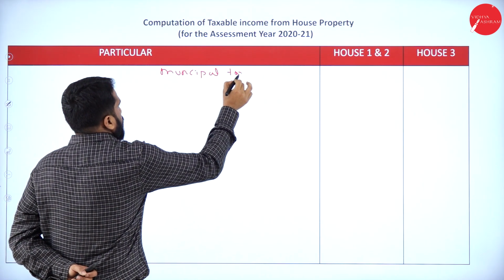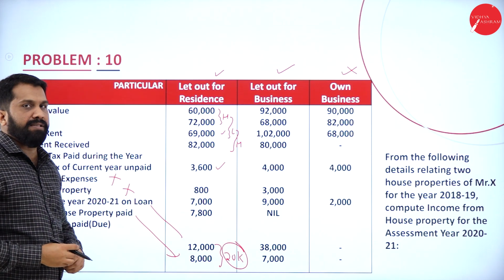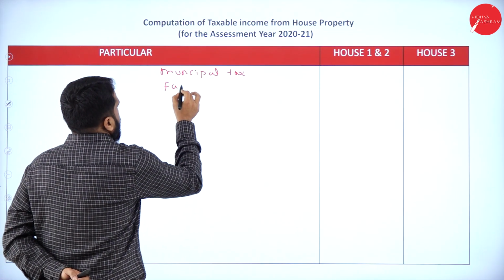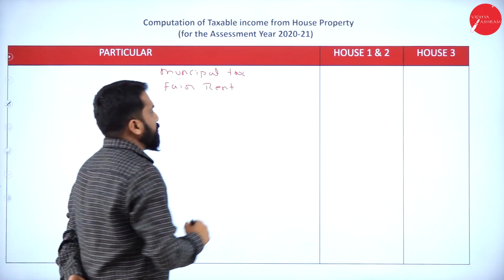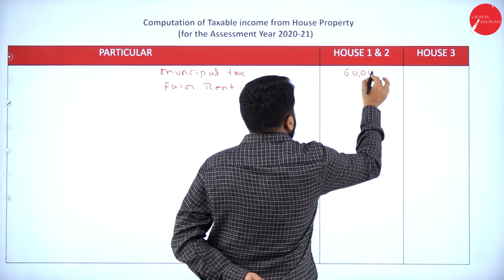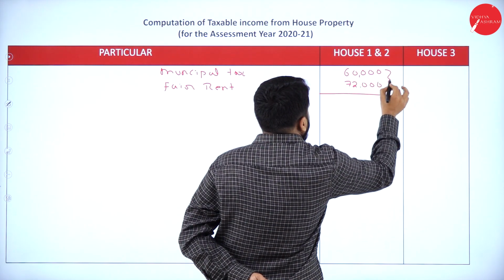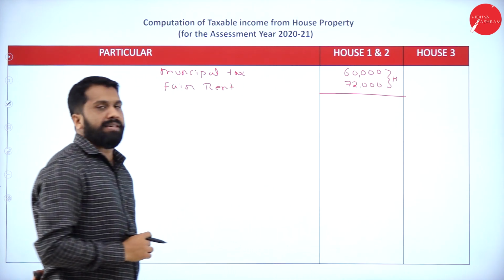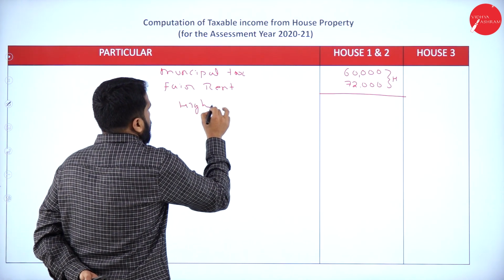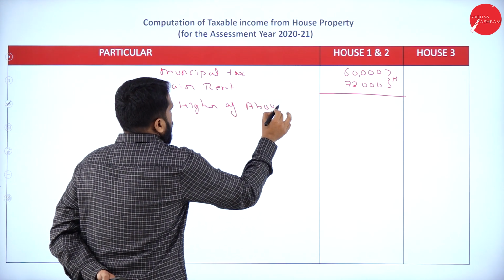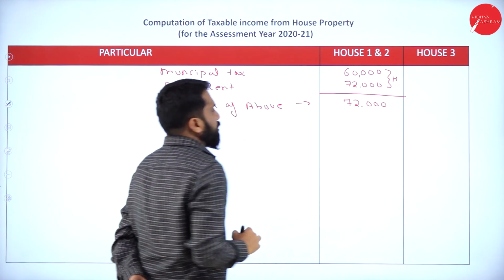Municipal tax. How much is it given? 60,000, and your fair rent is 72,000. Fair rent, so how much is it? 60,000 as well as 72,000. The first one 60,000 and the second one 72,000. Now out of these two, whichever is higher? 60,000 is higher or 72,000? 72,000 is higher. Higher of the above. How much will you get? You will get 72,000. Up to this, any doubt?